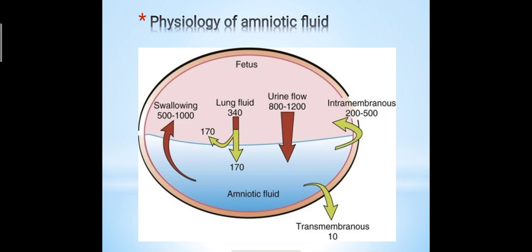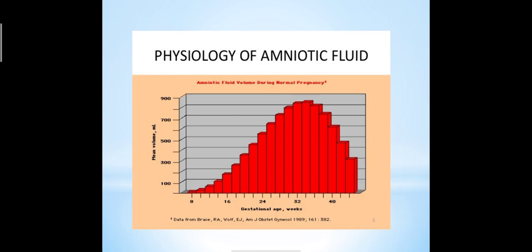Normal volume of amniotic fluid in varying gestational period. The volume varies with the gestational age. It increases from 8 weeks until 34 weeks and thereafter it reduces slowly after 20 weeks. It is about 700 to 800 ml at 40 weeks.